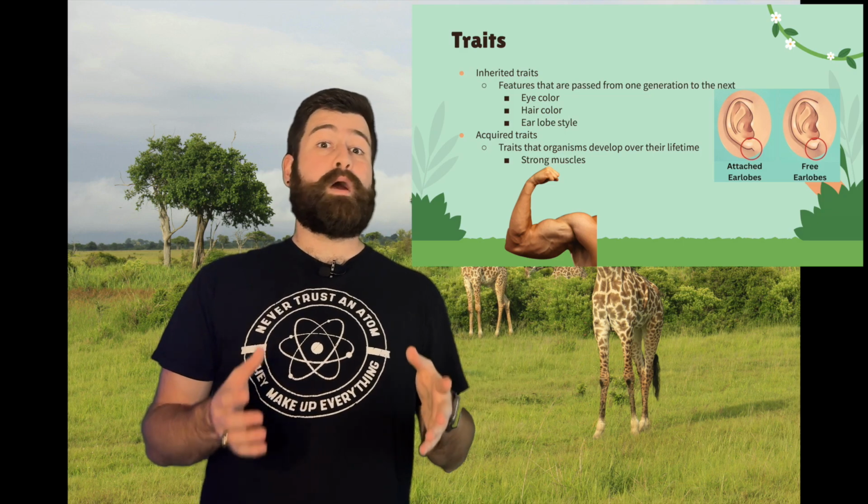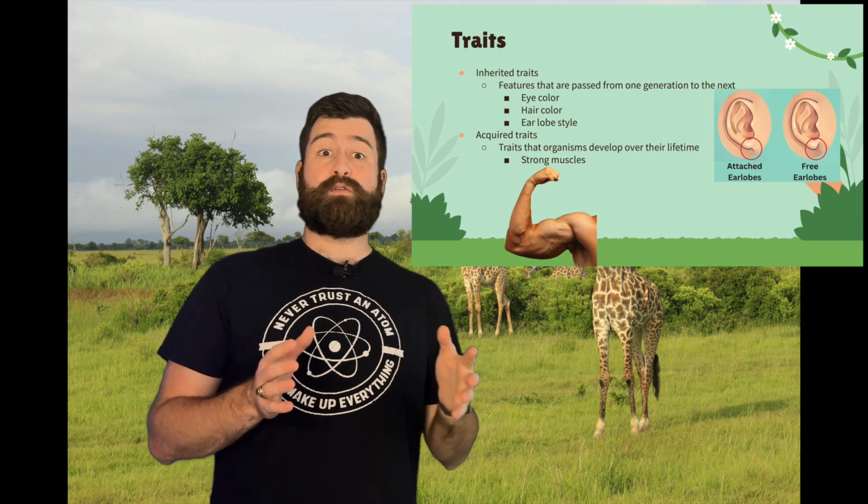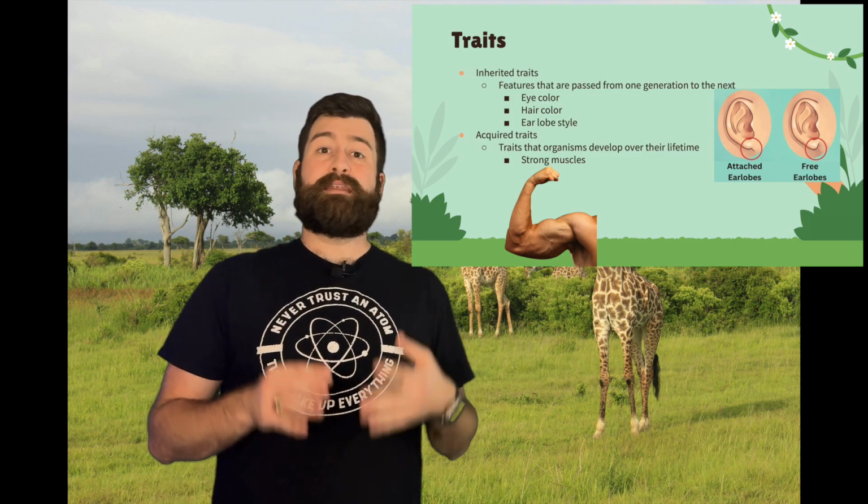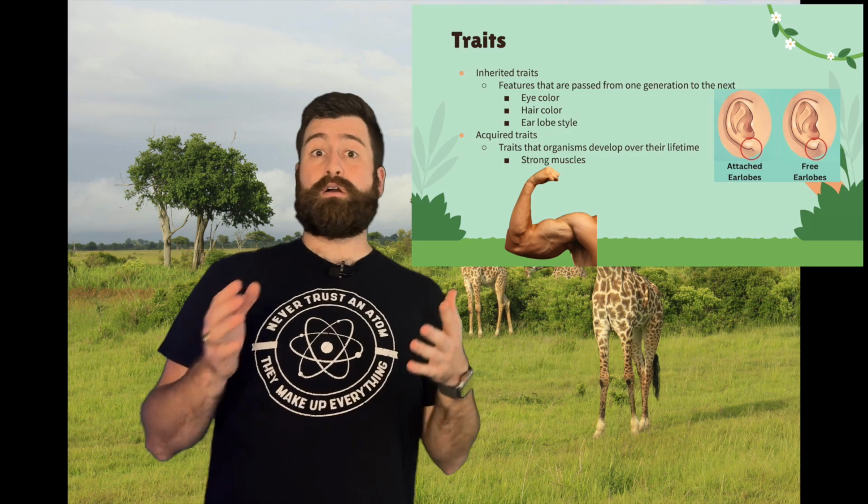Next up is acquired traits. Now these are traits that organisms develop over their lifetime, not what they're born with. An example of an acquired trait is strong muscles.